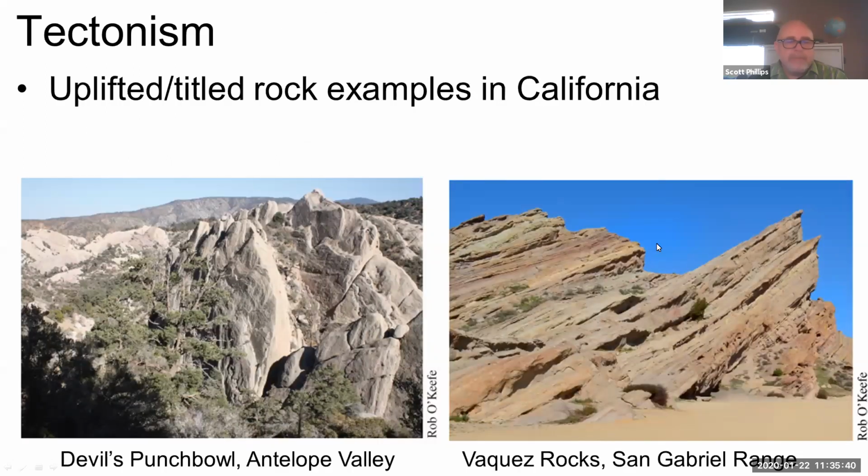So just to end, in California we see a number of examples, especially with the movements of the San Andreas Fault, where rock can be uplifted and tilted. This is the Devil's Punch Bowl in Antelope Valley. These are sedimentary layers that have been uplifted sideways. These are the Vasquez Rocks in the San Gabriel Range, where these are other sedimentary layers that have been uplifted and tilted upward. These are both examples of tectonism.